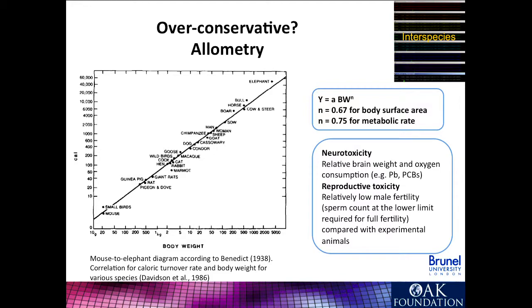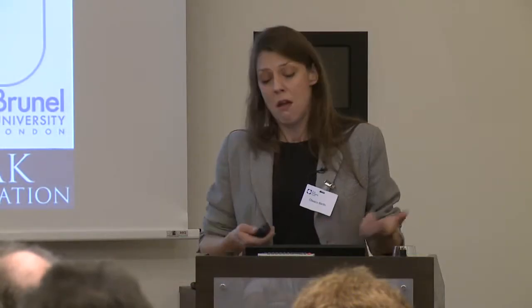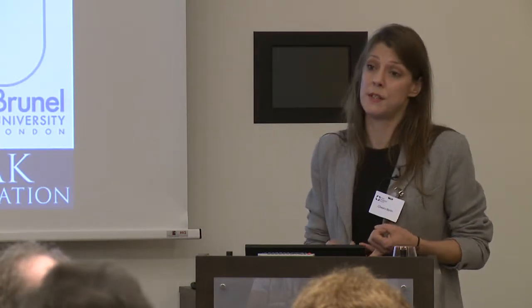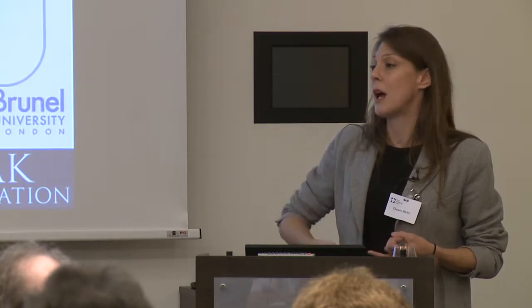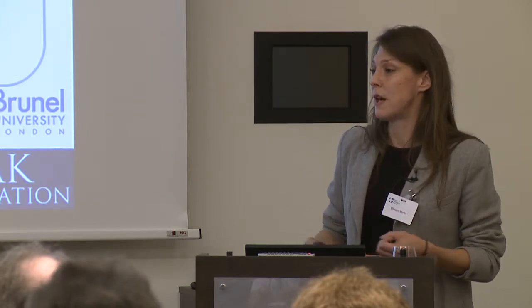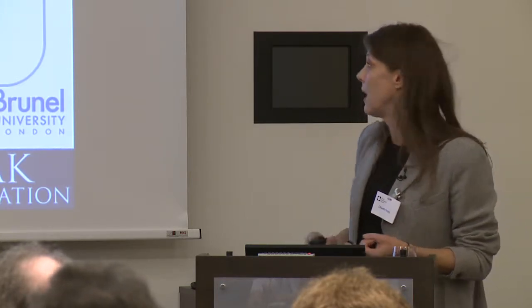If you're dealing with neurotoxicity, the relative weight of the human brain compared to that of animals, in terms of size, makes it so that it doesn't really agree very well with allometry, and examples include lead or PCBs. And also reproductive toxicity, because experimental animals are bred, and they are rodents, they are bred to be very fertile, to be better able to detect an effect, but that's not necessarily true of human males.